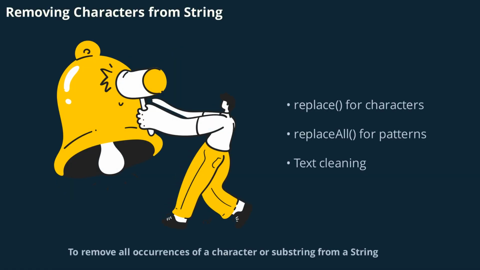To remove all occurrences of a character or substring from a string, you can use the replace or replaceAll methods. For example, str.replace("a", "") removes all a characters from the string. These methods are powerful tools for cleaning and formatting text data in Java.